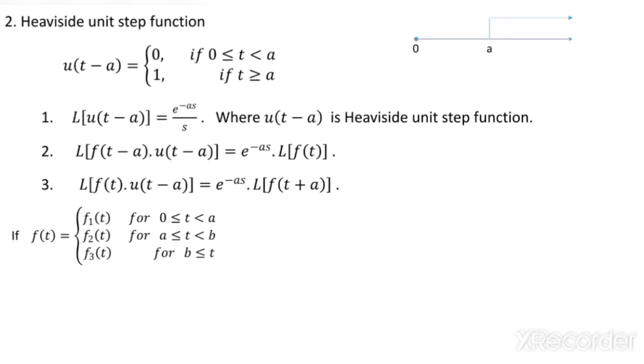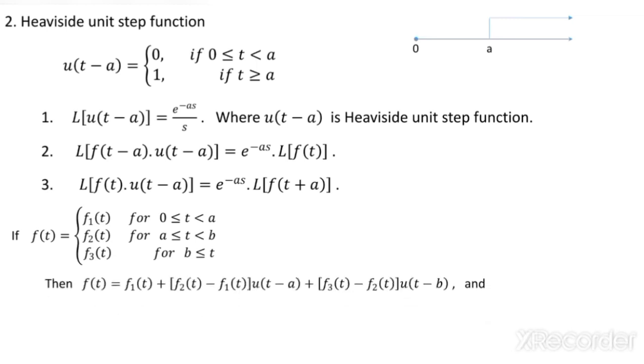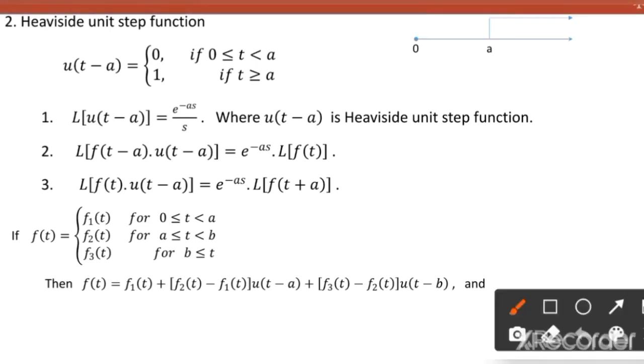In such a case we first have to express this in terms of unit step function, which can be written as f of t is equal to f1 of t, that is the first term, plus f2 minus f1 into u of t minus a. Plus one more term is there, that's why f3 minus f2 into u of t minus b.